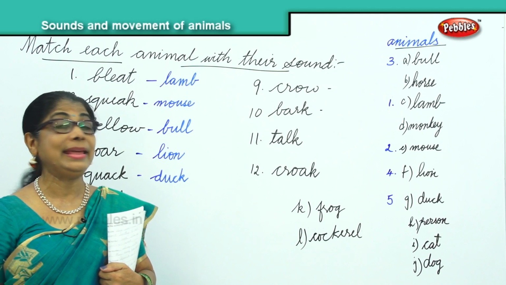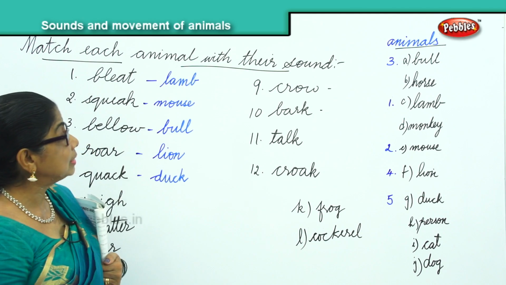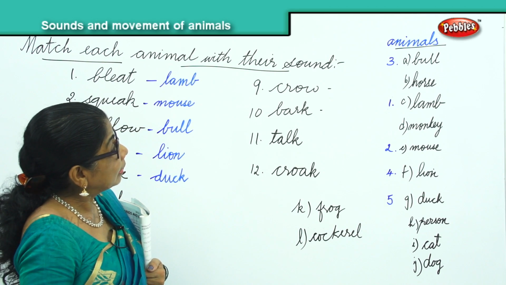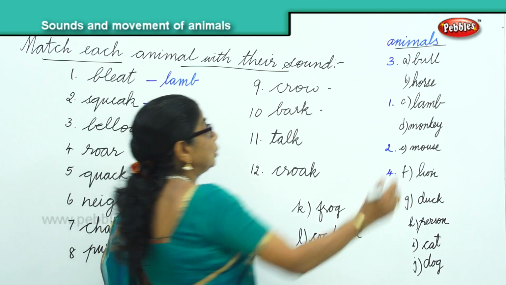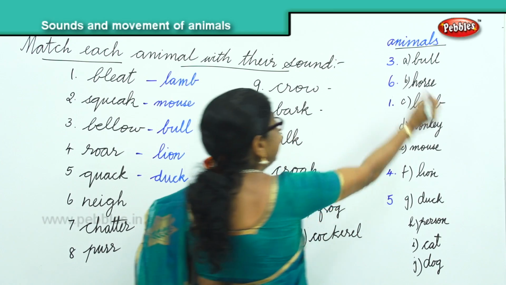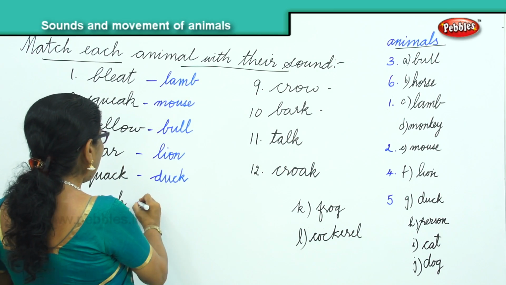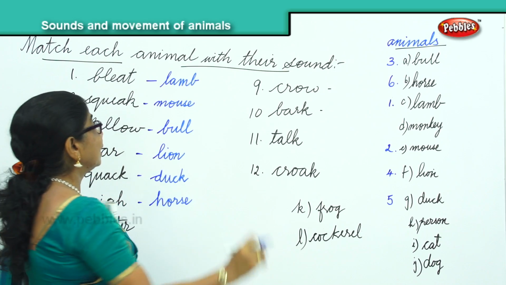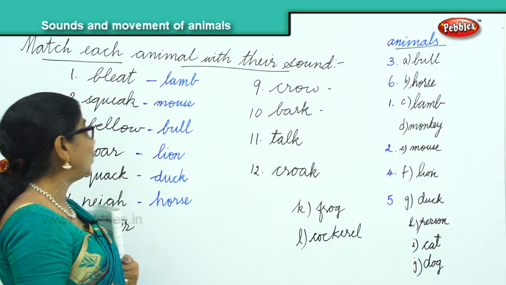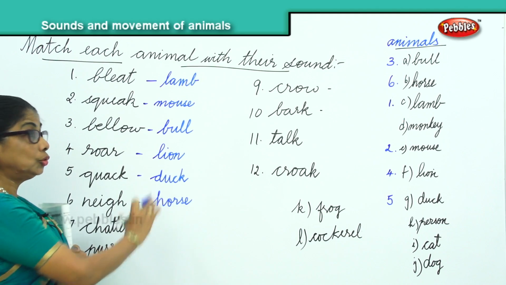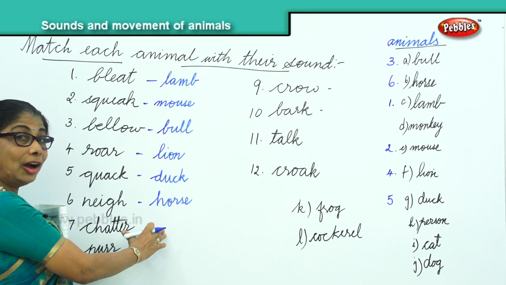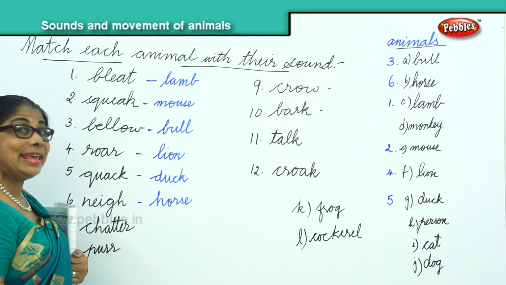Who says neigh? When you go to the stable, yes, you have a horse that goes about saying neigh, neigh. So you have a horse. Lamb bleats, mouse squeaks, bull bellows, lion roars, duck quacks, and a horse says neigh.